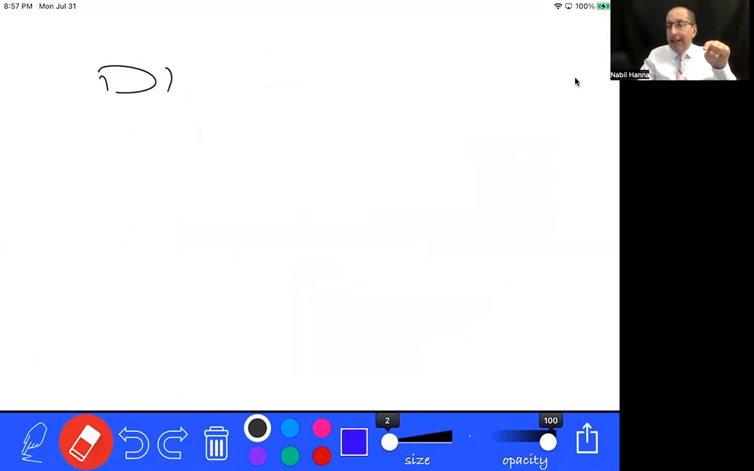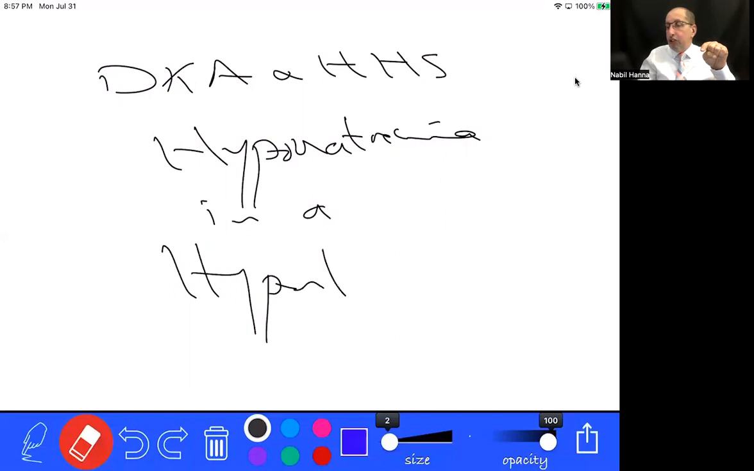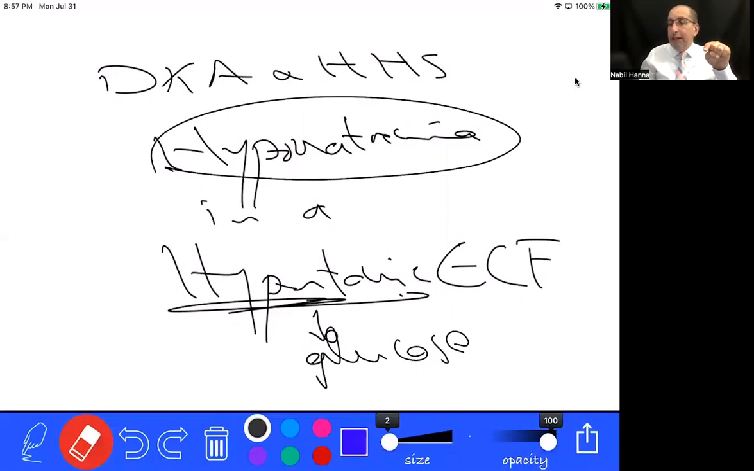So in DKA and HHS, you get hyponatremia in a hypertonic extracellular fluid. It is hypertonic because of the presence of too much glucose. It is hyponatremia because this hypertonic extracellular fluid drags water out of the cells, and the water coming out of the cells will dilute the sodium that is already present in the extracellular fluid.